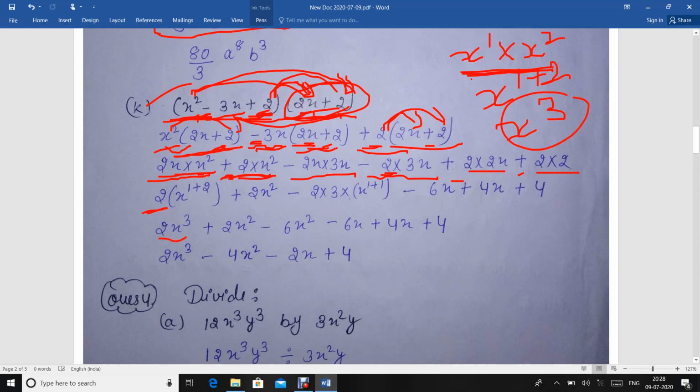So here is 2x raised to power 3 plus 2x square minus 2 into 3 is 6 and x, x, means x raised to power 1 into x raised to power 1, that is equal to x raised to power 1 plus 1, which is equal to x raised to power 2. So here is minus 6x square. The next is minus 6x plus 4x and next is plus 4.